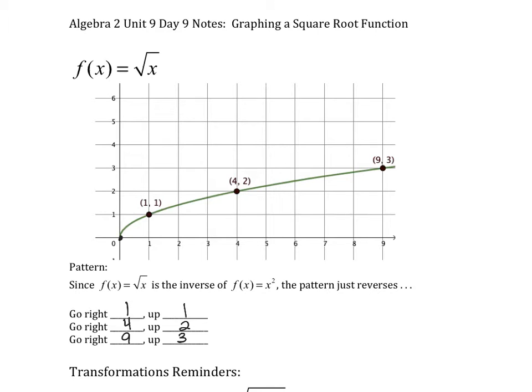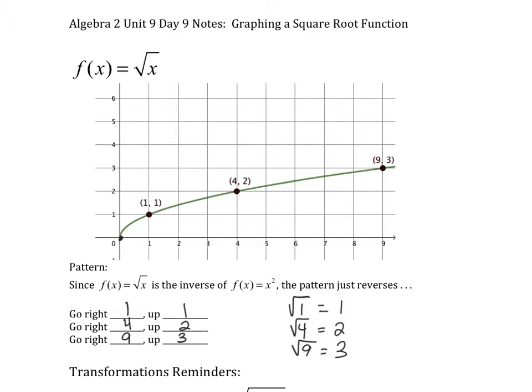If you think about that, it makes sense, because what are you doing with each of those numbers? You are square rooting each of those numbers and then going that many up. The square root of 1 is 1, so you go up 1. The square root of 4 is 2, so you go up 2. The square root of 9 is 3, so you go up 3. And that's where that pattern comes from when you're going to plot and graph the square root function.